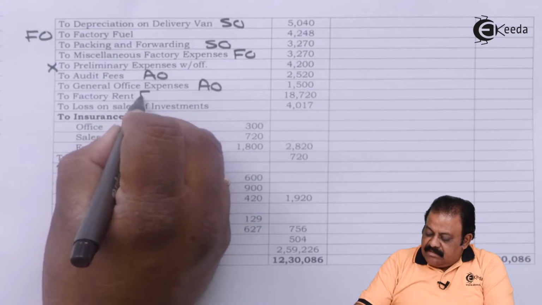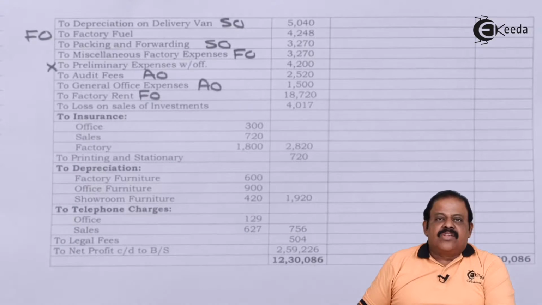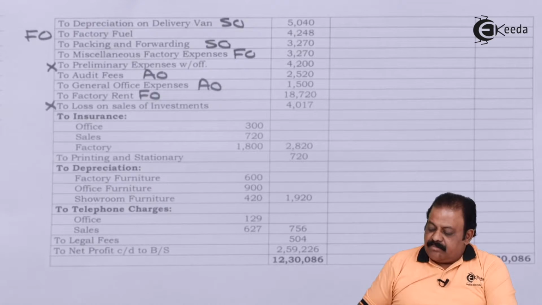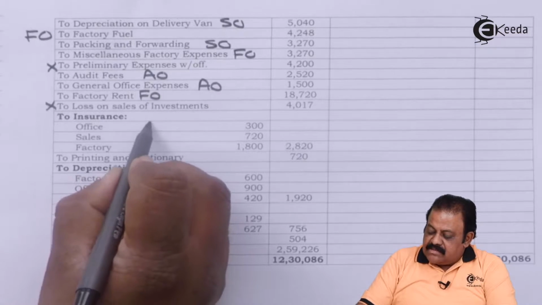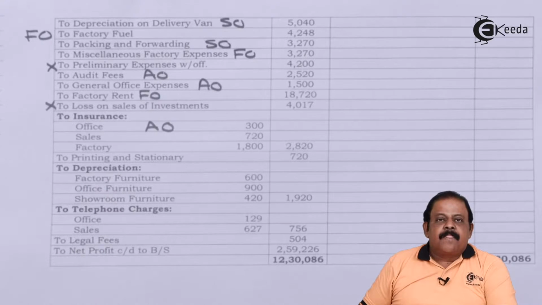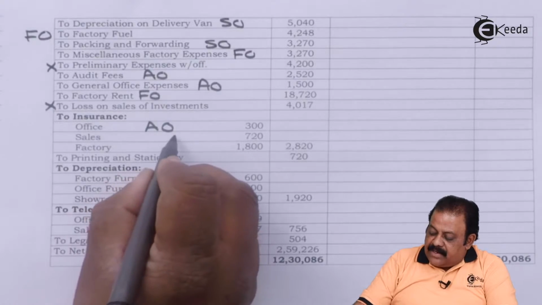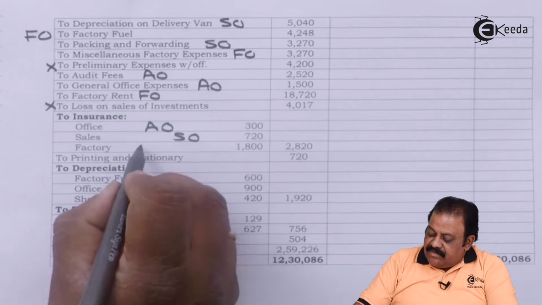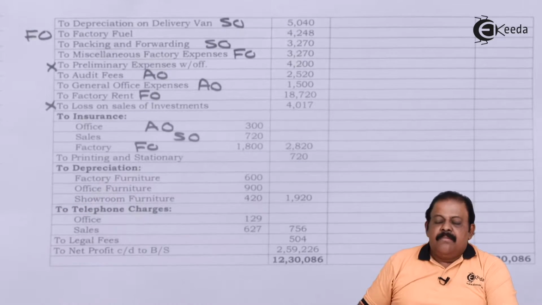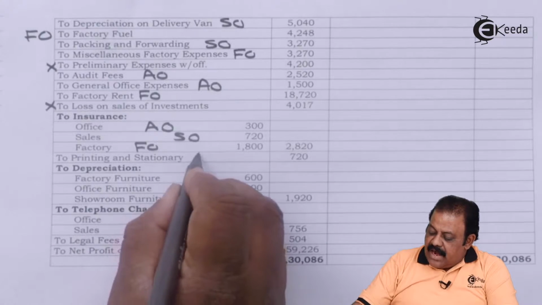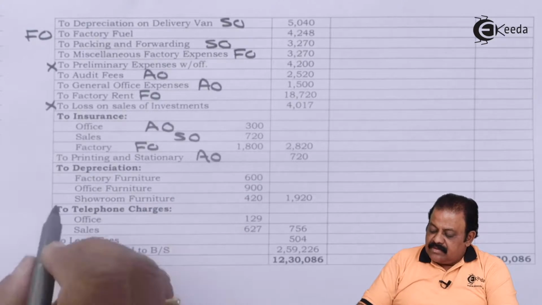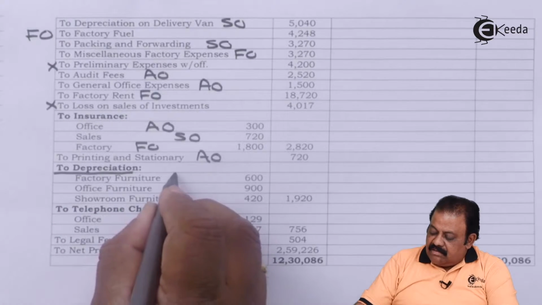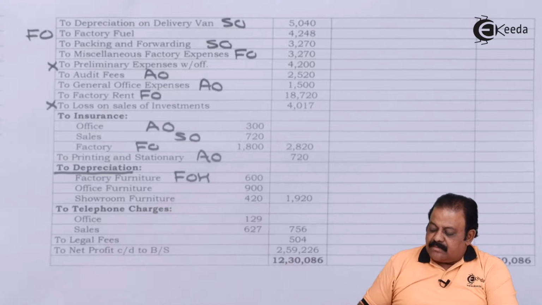Factory rent, factory overheads. Loss on sale of investment, this item is not recorded in cost sheet. Insurance, office, administration overheads. Insurance related to sales department, selling overheads. Insurance related to factory, factory overheads. Printing and stationery, administration overheads. Depreciation, factory furniture, factory overheads.